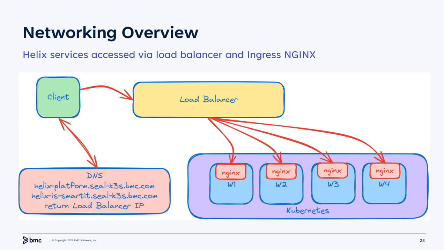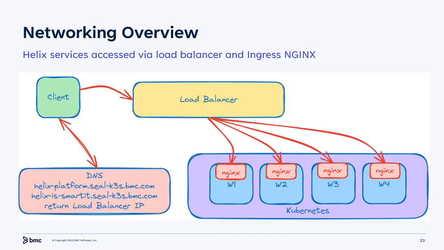So on the top left there, we have a client. That's typically going to be a browser that you're using to access one of the services. There's some kind of DNS query that's run for the different product host names that are registered and required as part of the Helix setup, and that we'll get to in a moment. They all resolve to your load balancer.